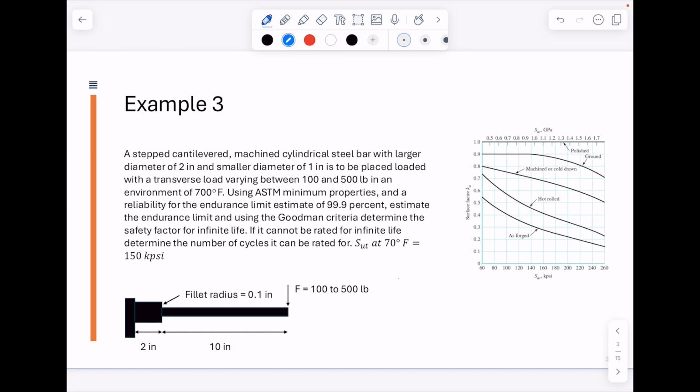So the first one that we'll do is Ka, which is our surface factor. So to do that, we can go to this figure over here on the right, and we know that our ultimate strength is at 137, so we're going to be right before this 140, and we have a machined part there, so we're going to call this 0.704 Ka.